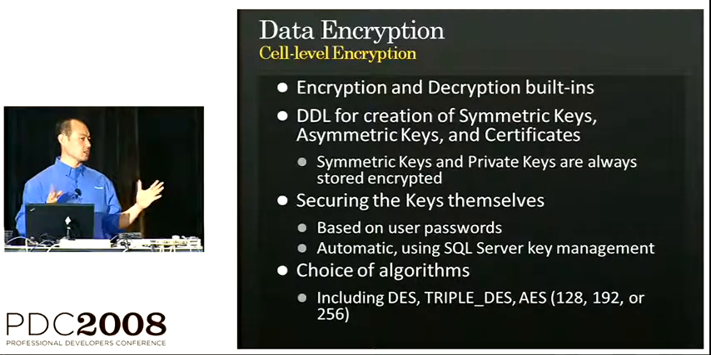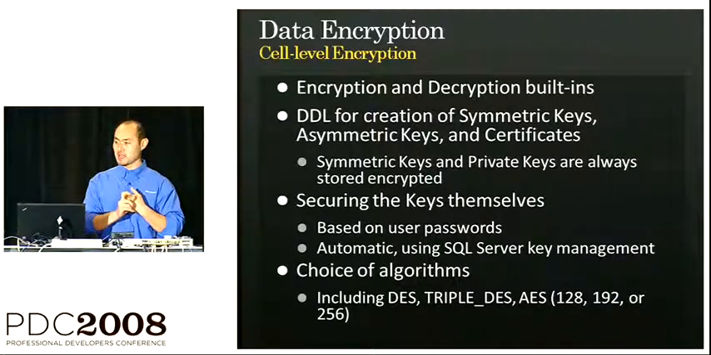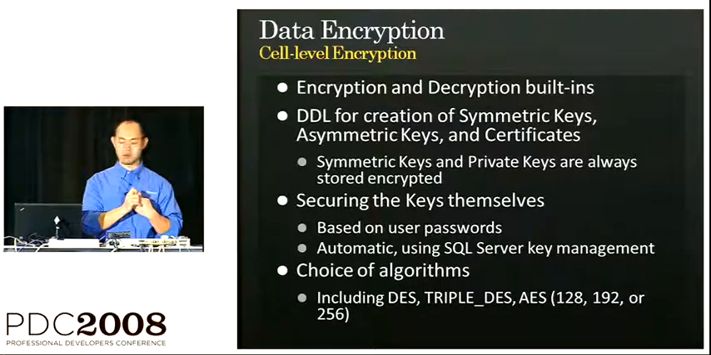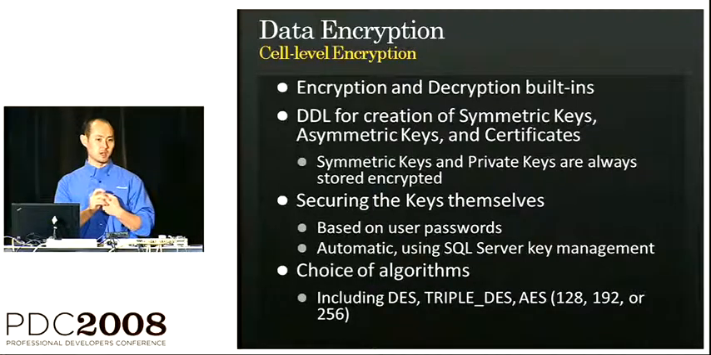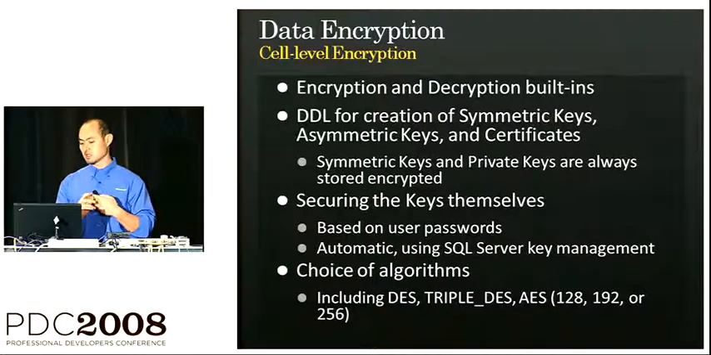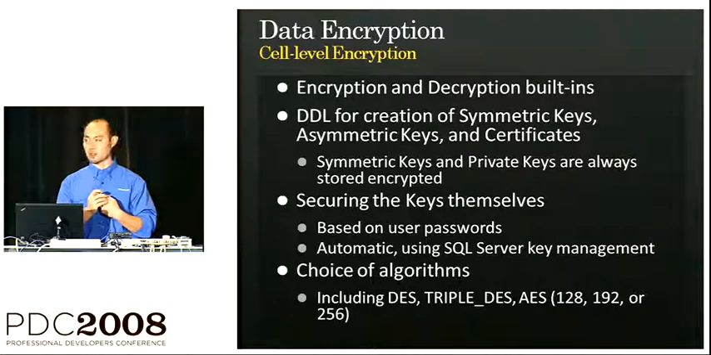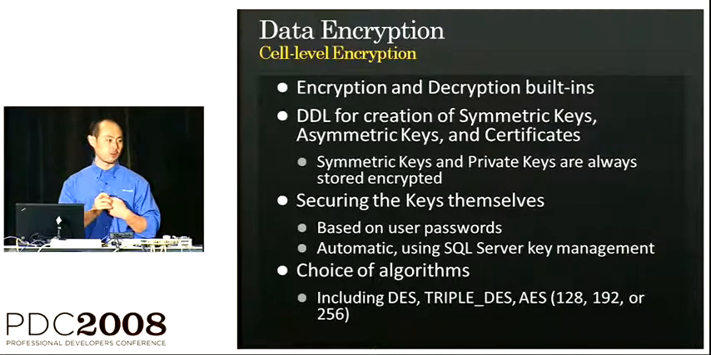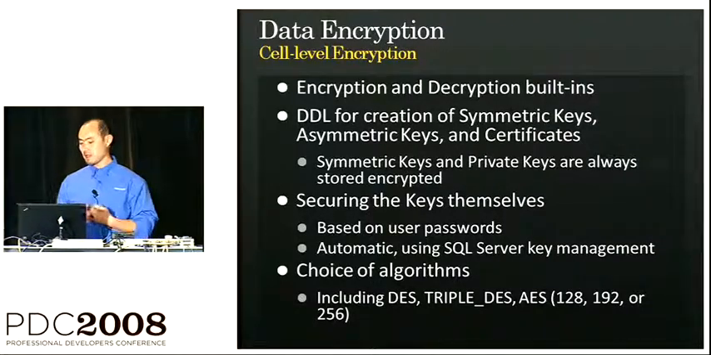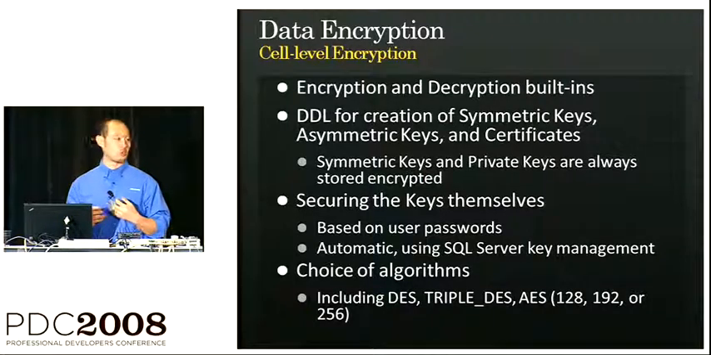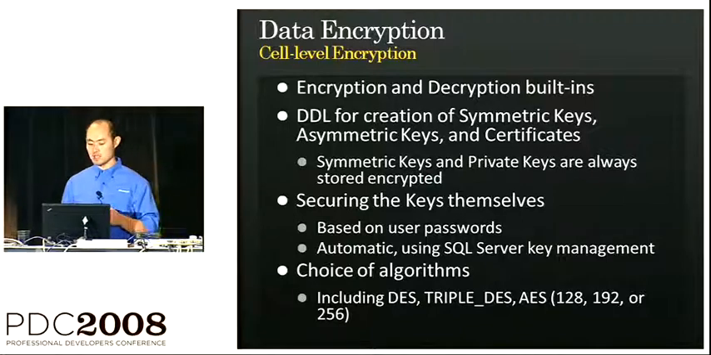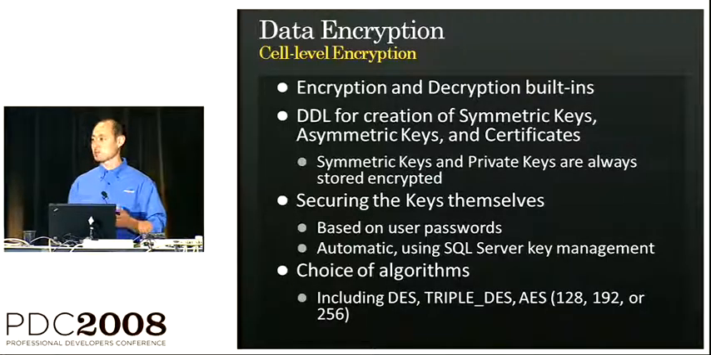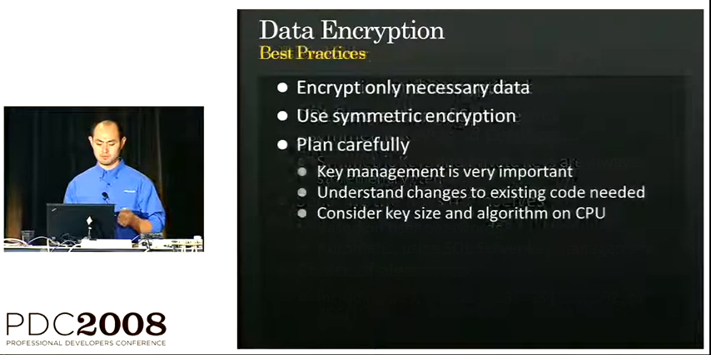And you have a wide choice of algorithms. We go all the way from DES, which I hope no one's using, and in fact, I think that no one should be using it anymore. But it's there for legacy purposes. Triple DES, which is better than DES, except that it's still not the greatest algorithm right now. It can be broken, and it's actually quite slow. The new standard is AES, and we support AES all the way from 128 to 256-bit keys. So you should consider using AES, depending on your needs and the performance of your machine.